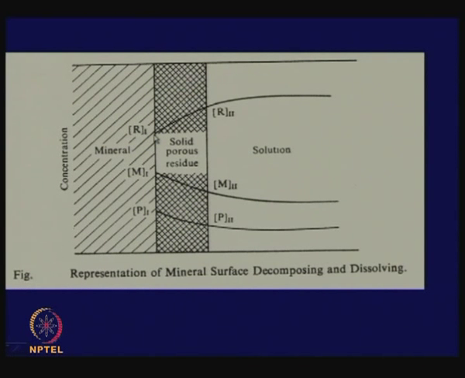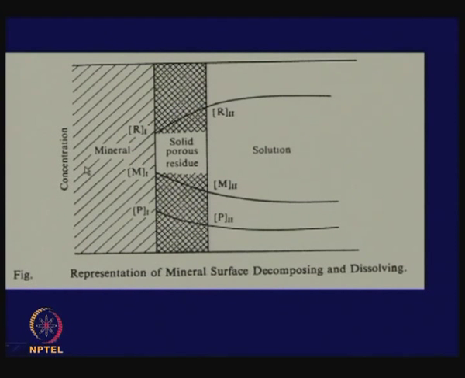On the other hand, there can be situations where the diffusion process is fast, but the reaction at the boundary, at the interface, is slow. In that case, the slow step becomes rate controlling. The same thing can happen in these cases also.